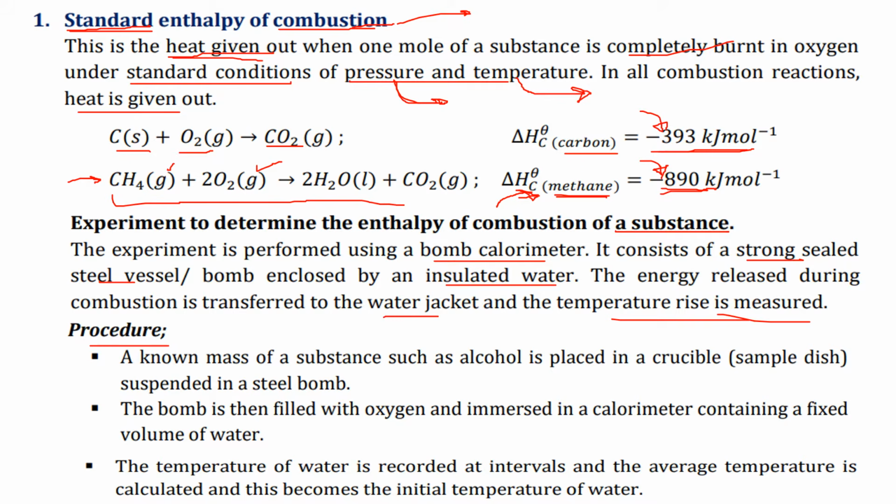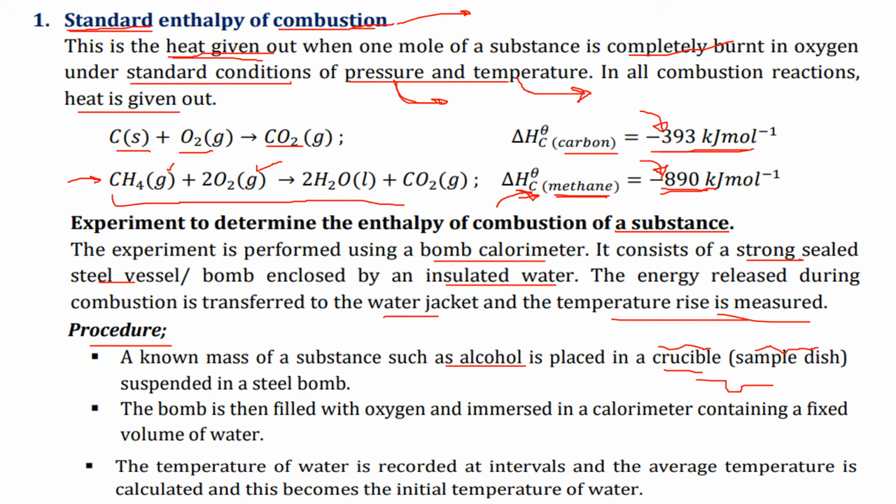So looking at the procedure, we are going to be saying that a known mass of a substance, such as an alcohol, like ethanol, is going to be placed in a crucible. A crucible can also be defined as a simple dish, as we are going to look at the setup. So we get a known mass of an alcohol into a crucible, or, if you think the spelling is very hard, you go with a sample dish.